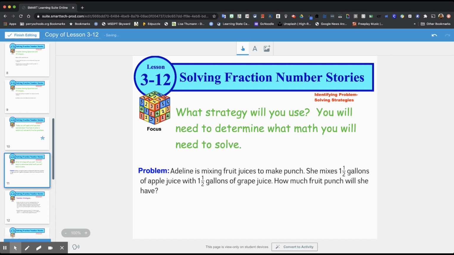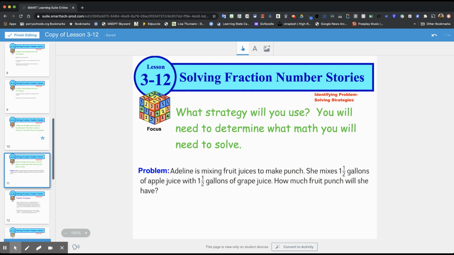So here's a problem that we can do as a practice. Okay, Adeline is mixing fruit juice to make punch. She mixes 1.5 gallons of apple juice with 1.5 gallons of grape juice. How much fruit punch will she have? I want you to pause the video and try this out on your own.